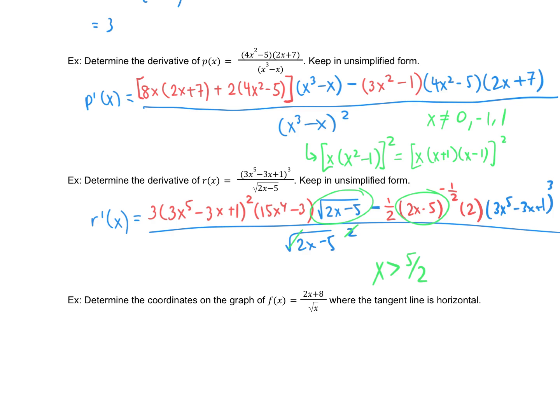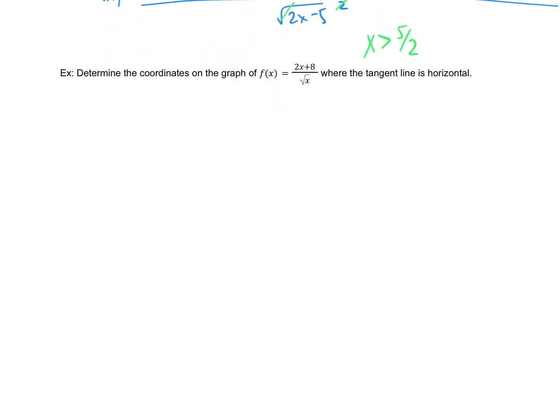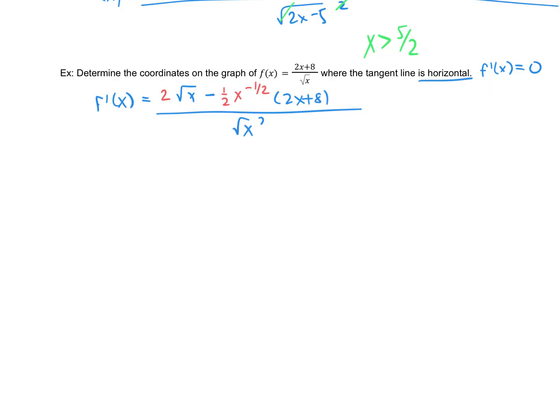All right, final question. Determine the coordinates on the graph of f at x where the tangent line is horizontal. So that means we need to set our derivative equal to 0. We've done these questions before, but now we could do a quotient rule. So f prime of x is going to be derivative of the top, copy paste the denominator, minus the derivative of the denominator, so 1/2 x to the power of -1/2, copy paste the numerator, all over denominator squared.